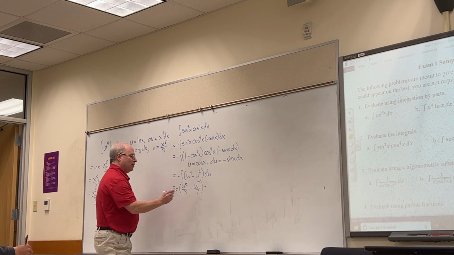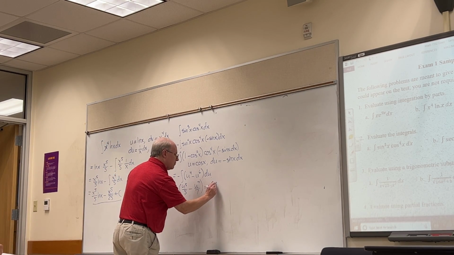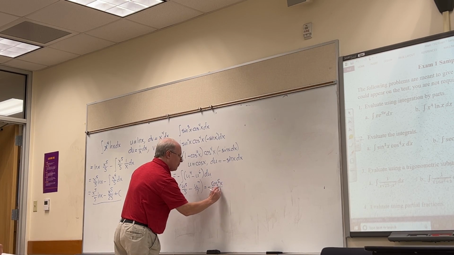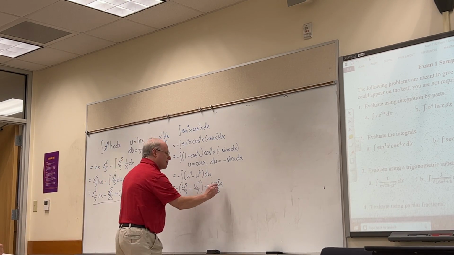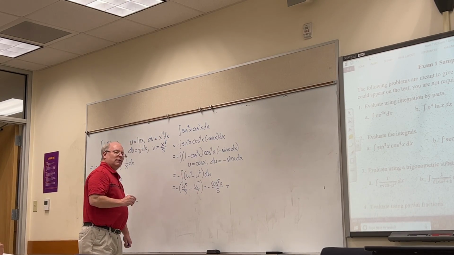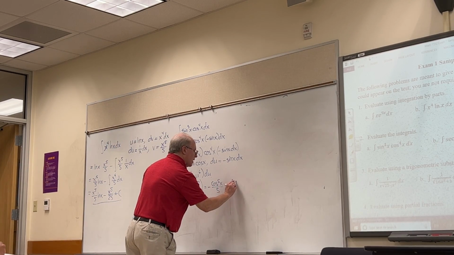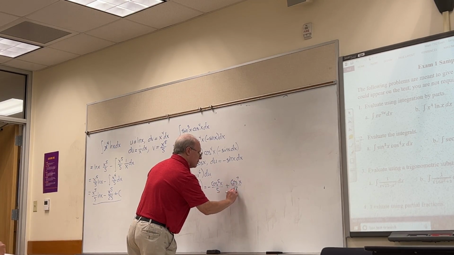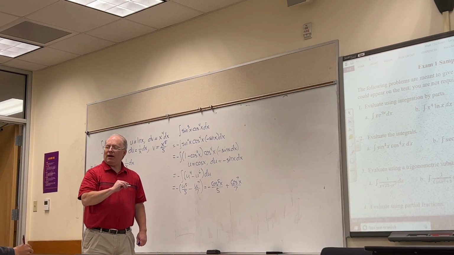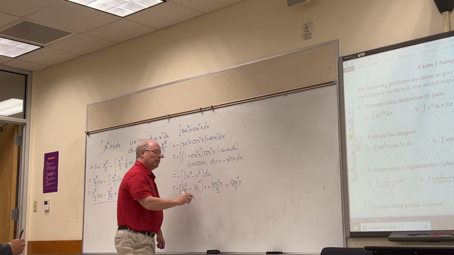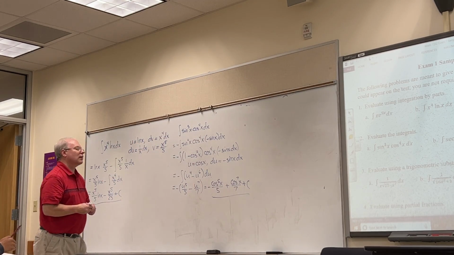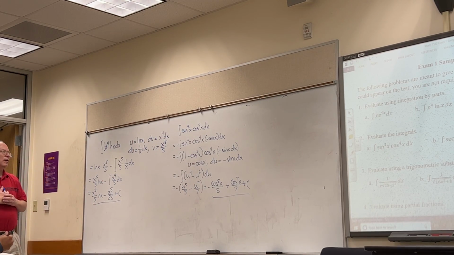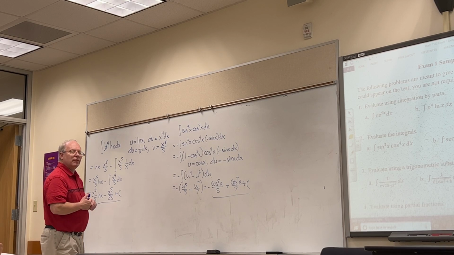Cosine to the 5th over 5. So negative cosine to the 5th over 5, and then is it plus? Right, plus cosine to the 7th of x over 7. And then at the end, plus c. So that's it. So when you originally picked cosine as the u, how did you know to do that?